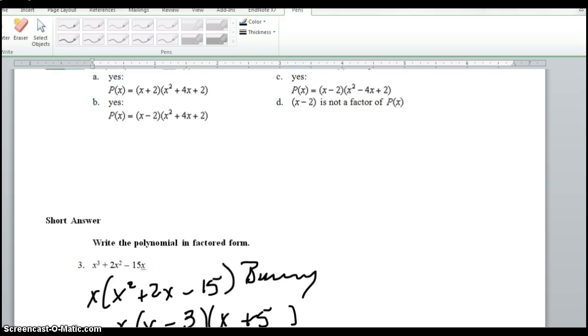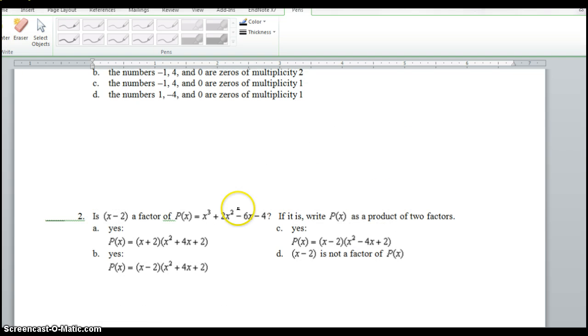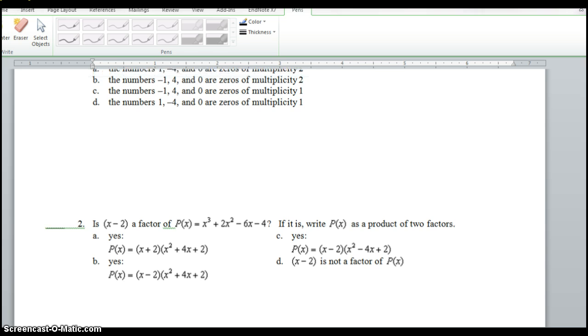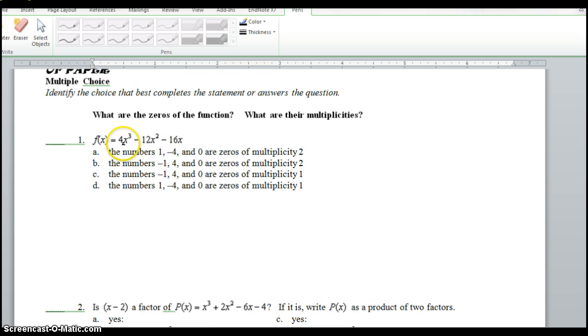Last one here, last couple, is that we need to go ahead and divide this in here to see if it's a factor. And then the other one, what you're going to have to do is do some factoring and set each one of these equal to 0 to find the numbers of multiplicity. I think you guys understood those first two from today's review.